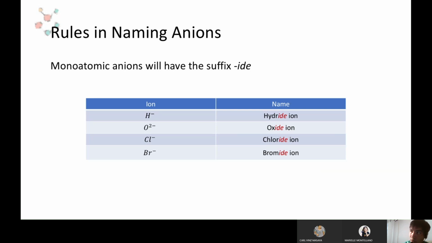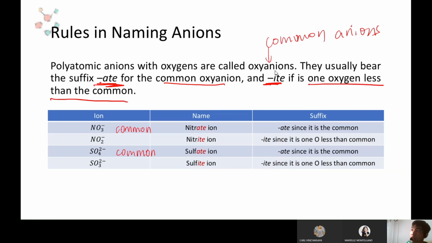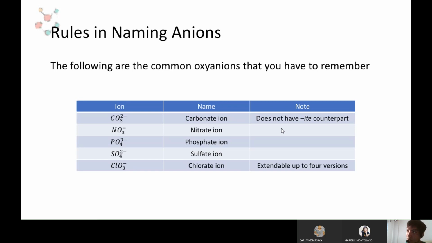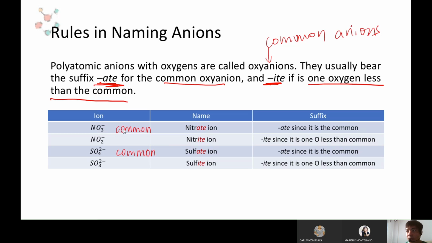Monoatomic anions naman will have the suffix ide. So, pag negative charge yan, tas isang atom lang, ide. Kunin mo yung root word, then you add the suffix ide. Then, kapag may oxyanion ka, kunin mo yung common. Ito yung mga common. Familiarize yourselves with this. So, we name the common with the suffix ate. And then, the one oxygen less than the common, we use the suffix ite.